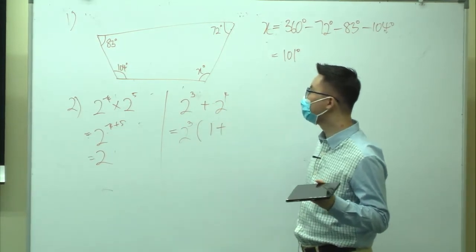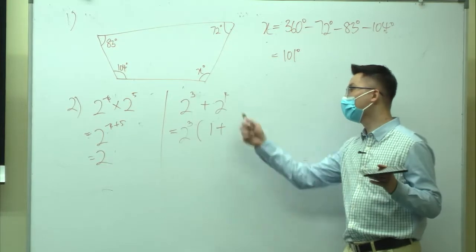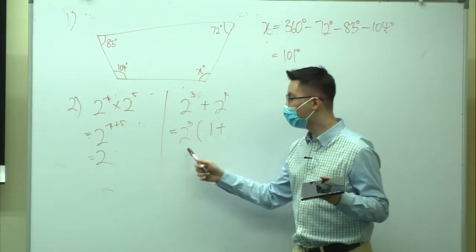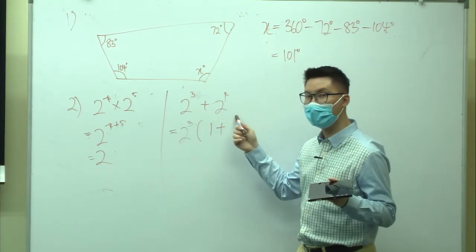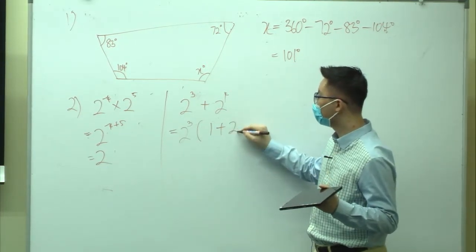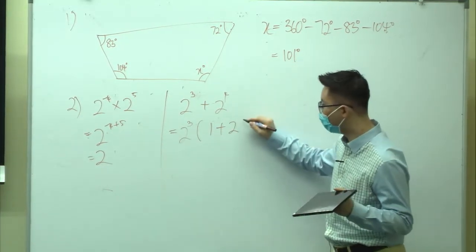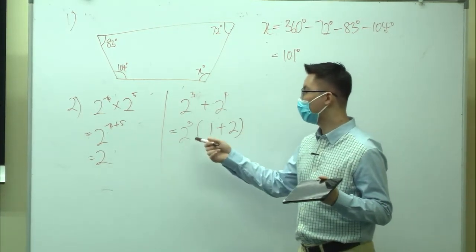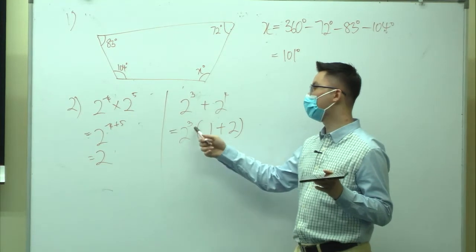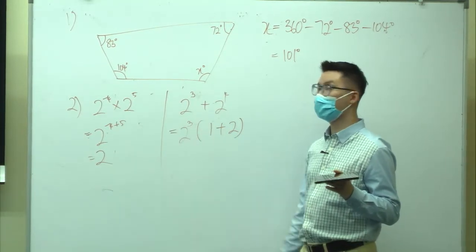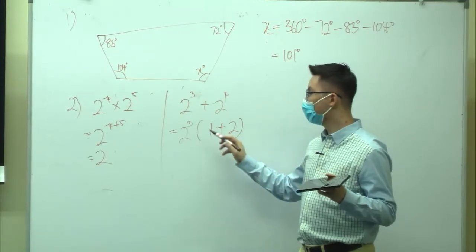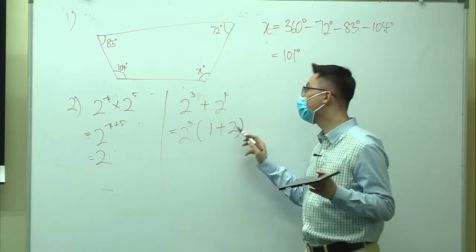Plus this one, 2 to the power of 4. If you have factorized out the 2 to the power of 3, now 2 to the power of 4 will leave only 2. Why? When you do this expansion, 2 to the power of 3 times 1, you get 2 to the power of 3. So this one is correct. This one, 2 to the power of 3 times 2.